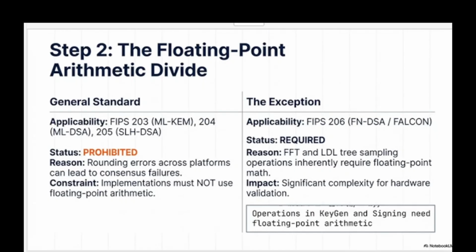Slide 8, the floating-point arithmetic divide. For FIPS 203, 204, and 205, the use of floating-point arithmetic is strictly prohibited in order to prevent cross-platform rounding errors. Conversely, the FN-DSA standard, FIPS 206, inherently requires floating-point math for its FFT and sampling operations. This distinction necessitates different engineering approaches and validation strategies depending on the chosen algorithm.